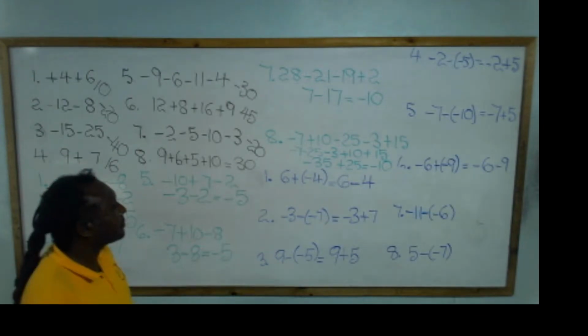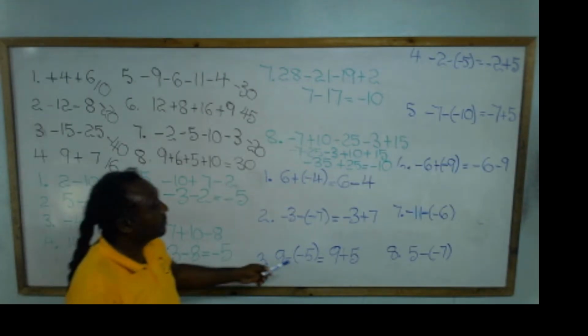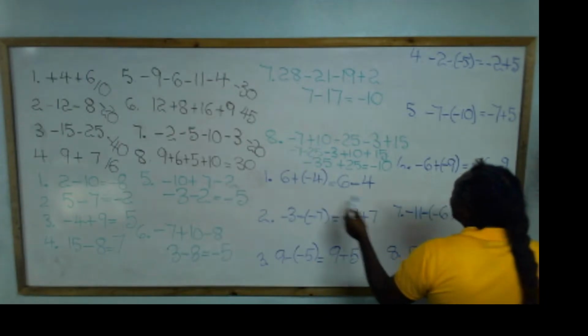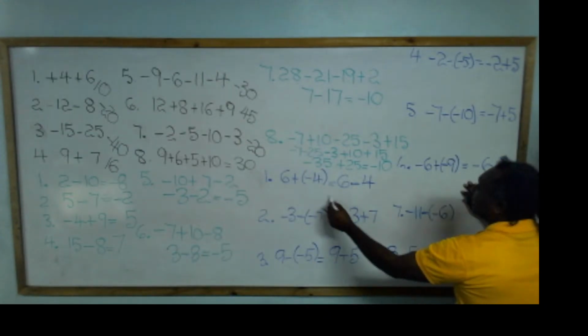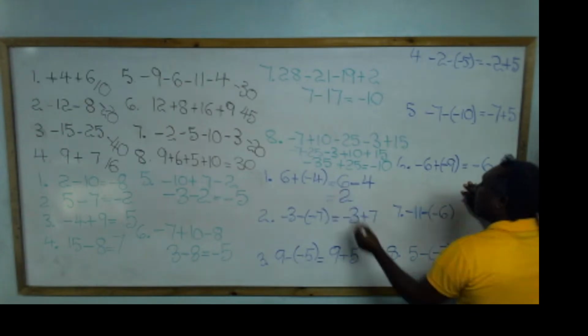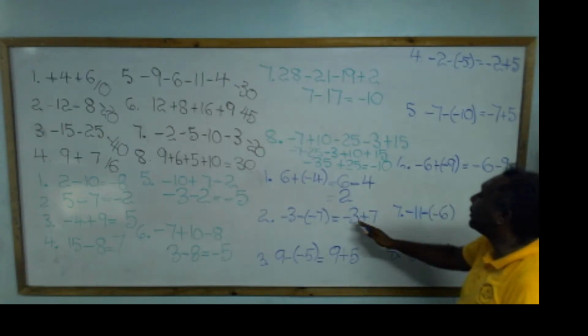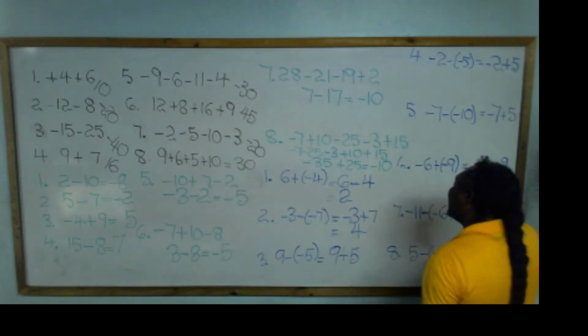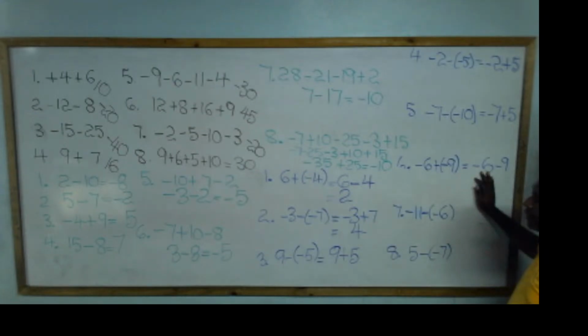So let's go. Right, so let's go now. This is your favorite. 6 minus 4, that's 2. Negative 3 plus 7. Subtract the smaller from the larger, and the answer will take the same sign as the larger. So that's a positive 4.